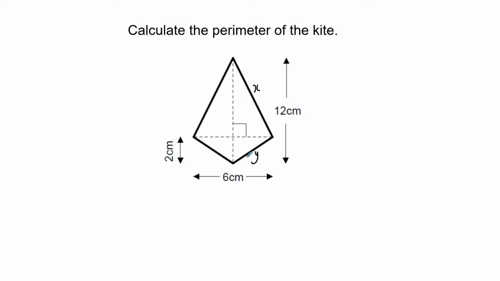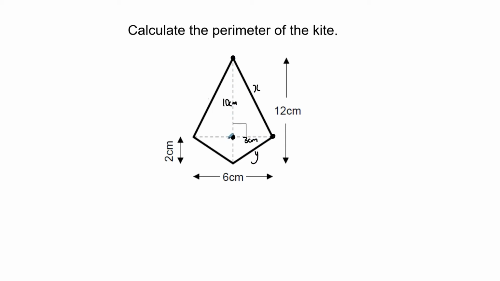Now, if we look at the shape carefully, we can find our dimensions. For this top triangle, I'm just going to focus on this right-hand side one that I'm highlighting just now. The whole kite is 12 centimeters tall. This little part here is 2. So that means this part, 12 take away 2, is 10 centimeters from here to here. From here to here is halfway across the whole shape, or half of the diagonal, so 3 centimeters.